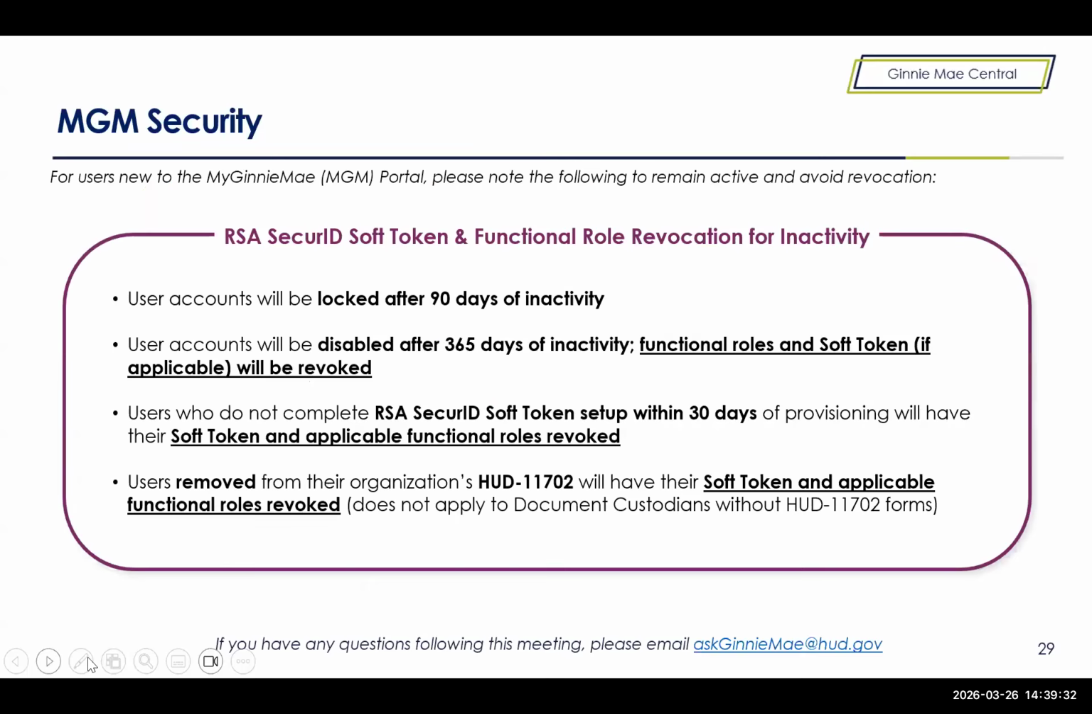And users who do not set up their soft tokens within 30 days of getting this role, that functional role will also be revoked. And users removed from the HUD 11702 will have their token and functional role revoked.